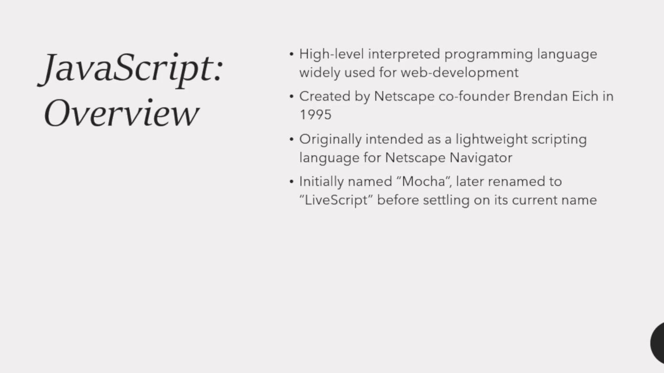JavaScript is a high-level interpreted programming language. It was developed by Brendan Eich, the co-founder of Netscape, in 1995, and was originally intended as a lightweight scripting language solution for Netscape's web browser Navigator. It was initially named Mocha, then they changed the name to LiveScript before settling on the name JavaScript that we know today.